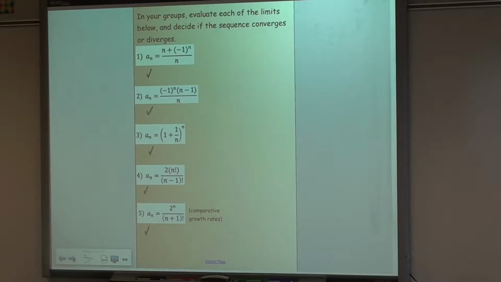Which means that it's going to oscillate back and forth forever. It's going to be negative. So basically, wait, it's either negative 1 or 1. So that means the limit approaches 0.